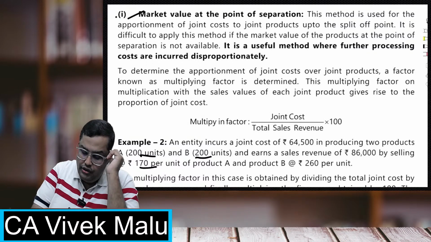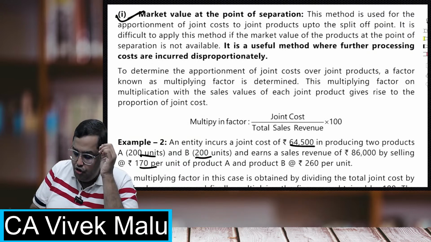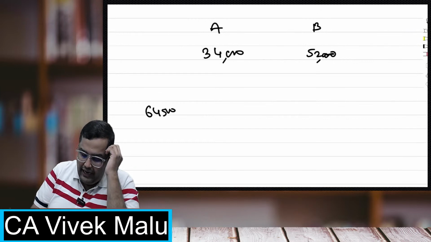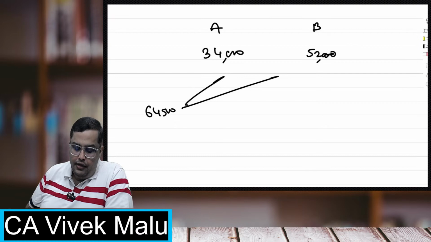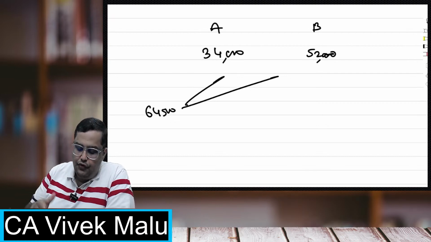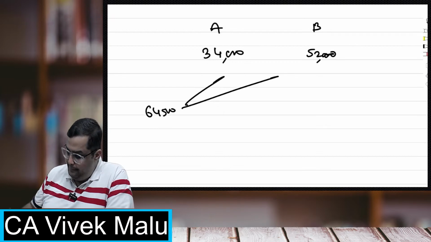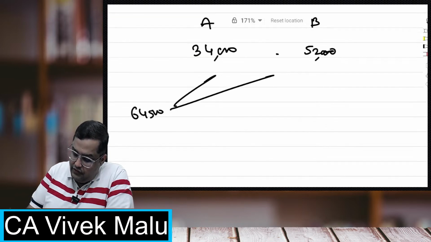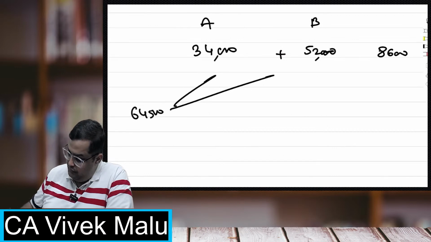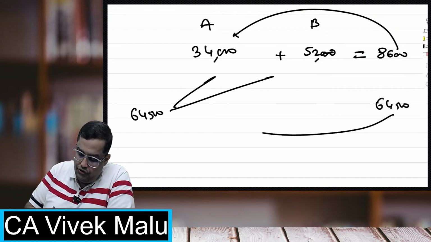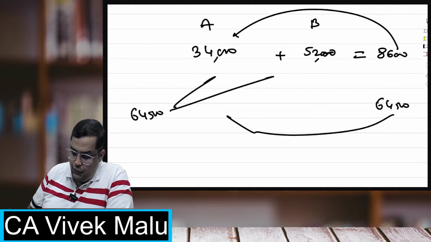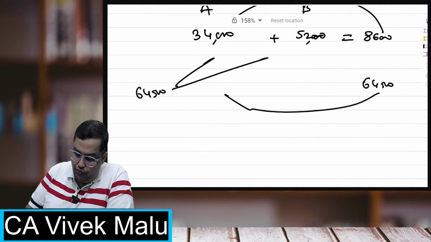Now this method tells you that whatever the market value is at the point of separation, the joint cost will be distributed in this ratio. So 64,500 I have to divide in this ratio. Students, calculate now what will be the amount allocable to product A. If these are the market values at the point of split off and I have to divide the 64,500 in this ratio, calculate the cost allocable to A. The total of this comes to 86,000. Come on, everybody, calculate the cost allocable to product A. Out of 86,000, 34,000 belongs to A. So out of the total cost of 64,500, how much will belong to A? I have tried to cross multiply that.